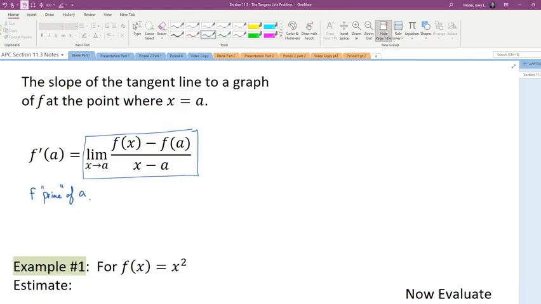This has another name. This is called the derivative of f at x equals A, or at A. So this slope of a tangent line has another name. It's synonymous with this thing called the derivative. Okay, and then the notation to tell you to take the derivative is this. Okay, so let's go and take a look at example number 1.